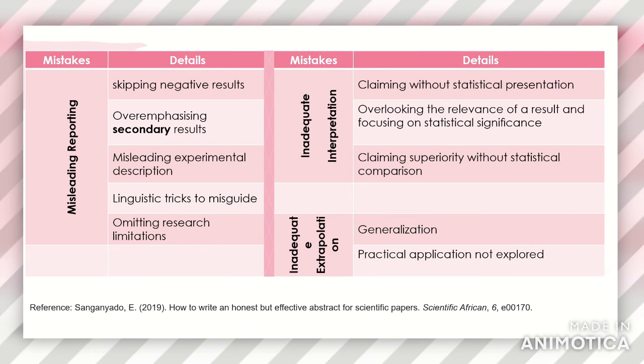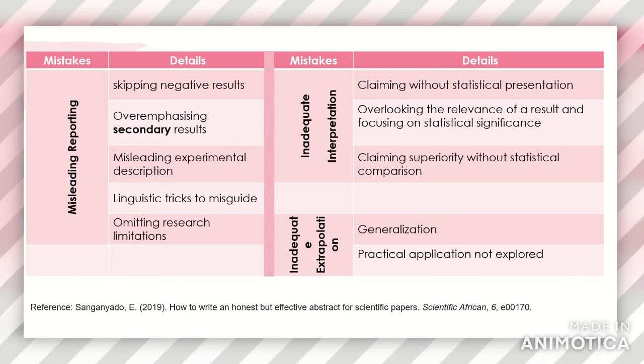Overlooking the relevance of a result and focusing on statistical significance means when you have a very good statistical result, but that result is not much related to your actual work, what you actually wanted to do. That is not that good as per the accuracy calculation, but something else is giving good accuracy, which is a byproduct, and you are emphasizing that. It is not a good practice. Claiming superiority without statistical comparison. You cannot say that your paper is really better than others when you have not compared the statistical result, the quantitative analysis. You have to do quantitative analysis with similar works.